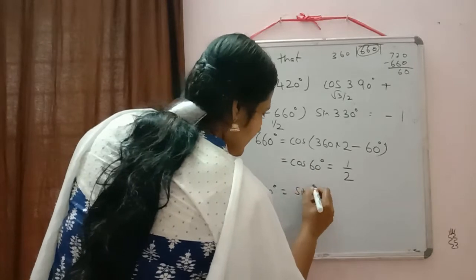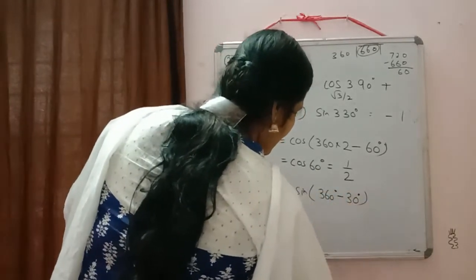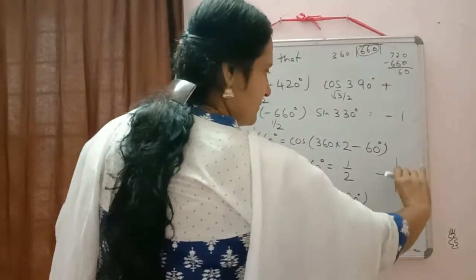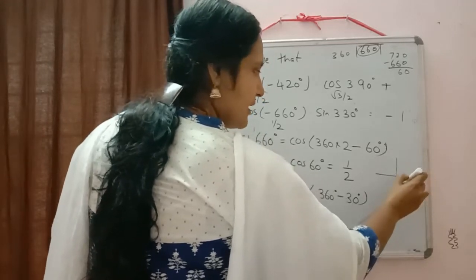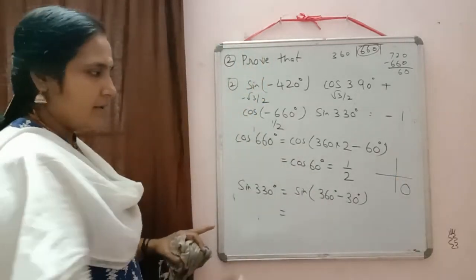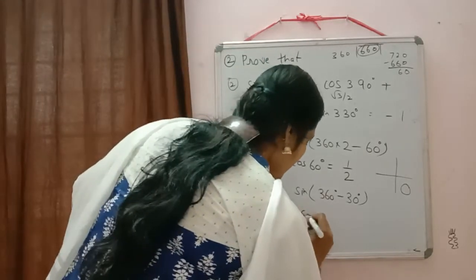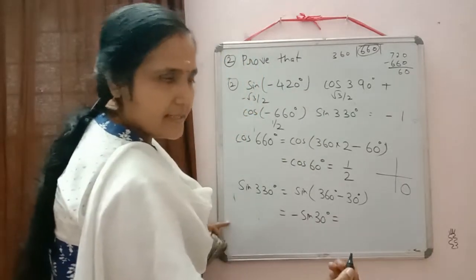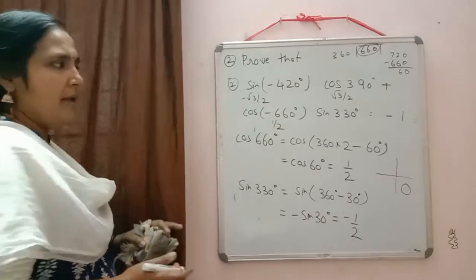Next one is sin 330 degree. Sine, again 330 can be written as 360 degree minus 30 degree. Which quadrant? 360 means we are here. Minus we are doing means we are coming back there. In which quadrant? Fourth quadrant. And in fourth quadrant sign is negative. So it will be equal to minus sine 30 degree, and sine 30 degree is 1 by 2. So answer will be minus 1 by 2.